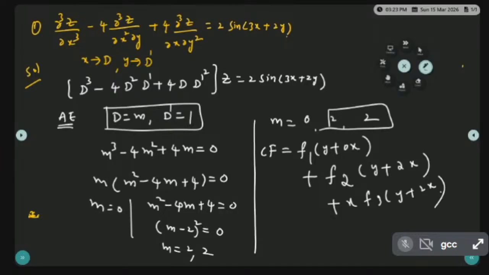Try the particular integral. D square equal to minus a square, D dash square equal to minus b square, and d into d dash equal to minus ab.